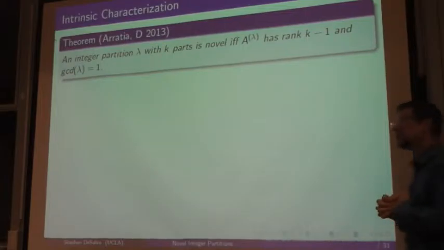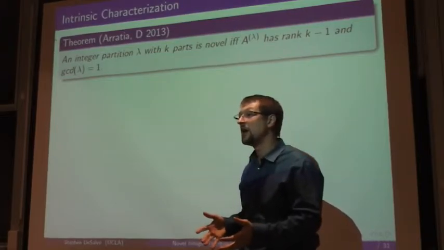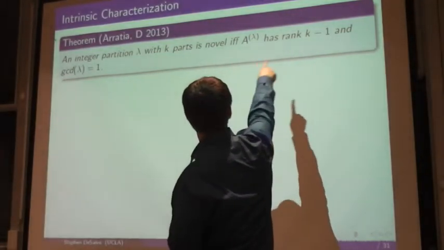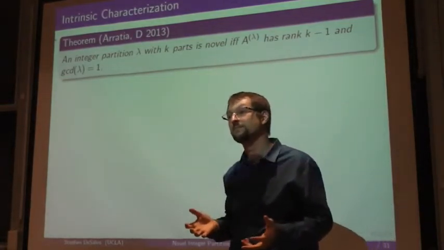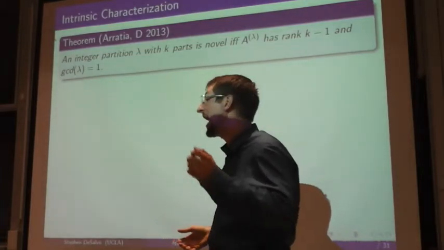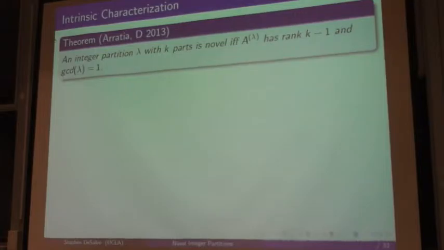And this is now what allows you to very quickly determine whether or not your favorite integer partition is novel. You look at the A matrix, and you just check. If it has rank k minus 1, you're novel. If and only if. Okay? So it has to have rank k minus 1, otherwise, and GCD, of course, get rid of multiples. So as long as it has rank k minus 1, then you're good. You just have to enumerate all possible paths that this random walker can take. But can you construct a superscript lambda fast for very long partitions?